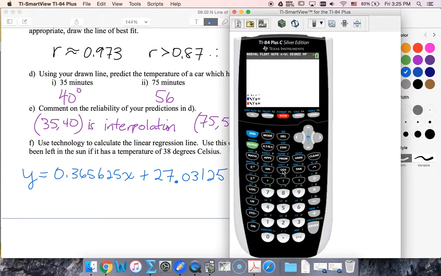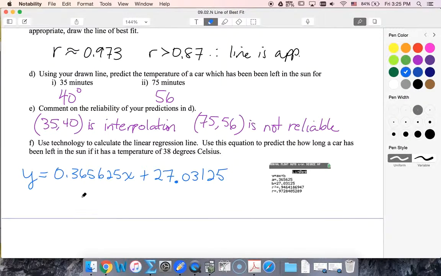So I'm going to zoom stat. And I'm going to find the point of intersection with my 38. So calc, intersect y1, y2, and that's pretty close. So 30, 38. So x equals 30 when y is 38. Therefore, 30 minutes is my answer.